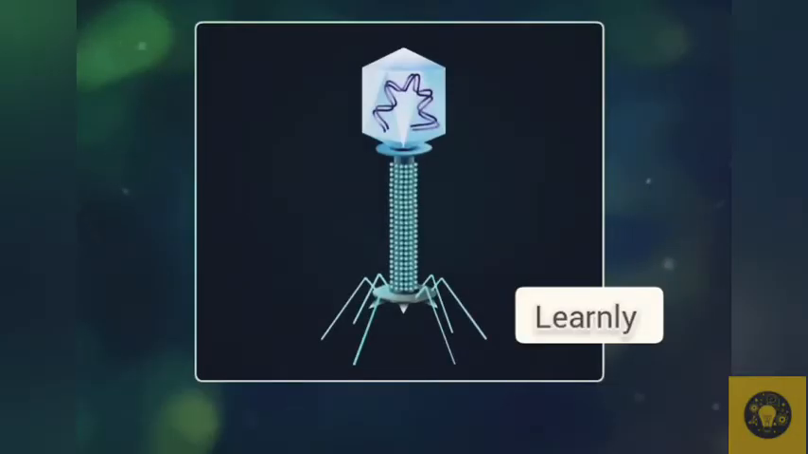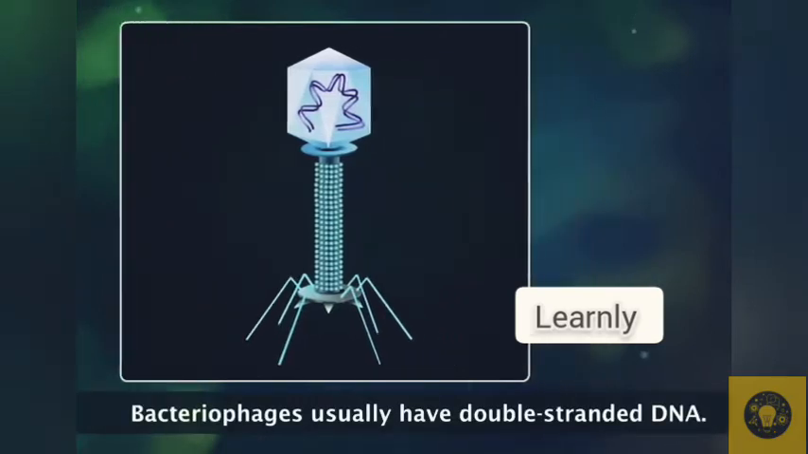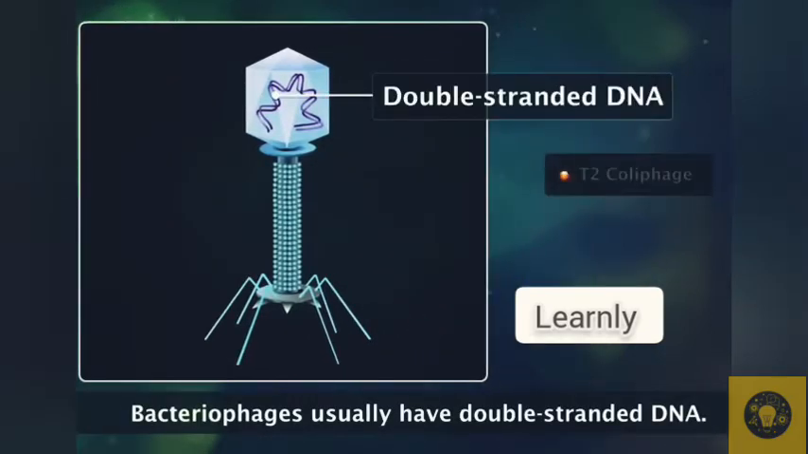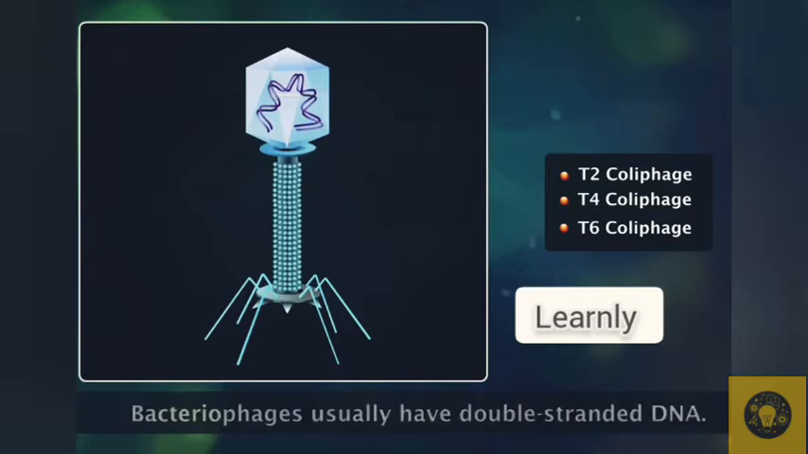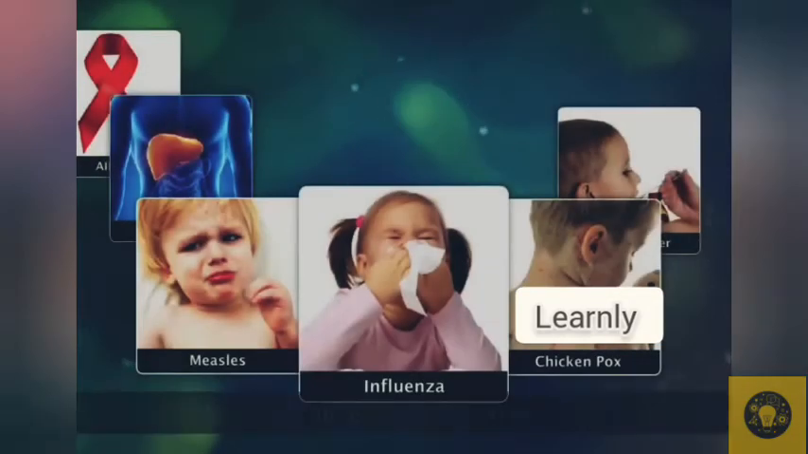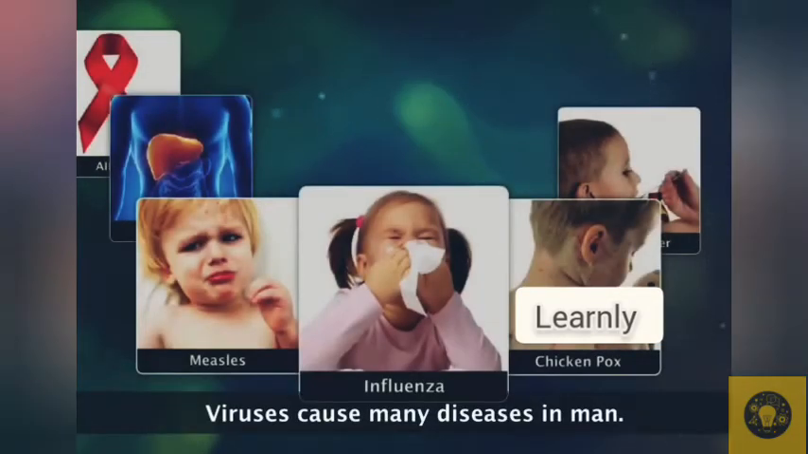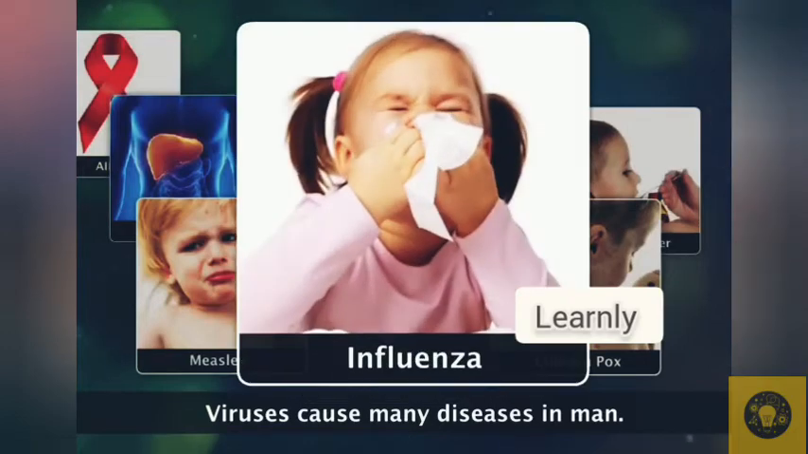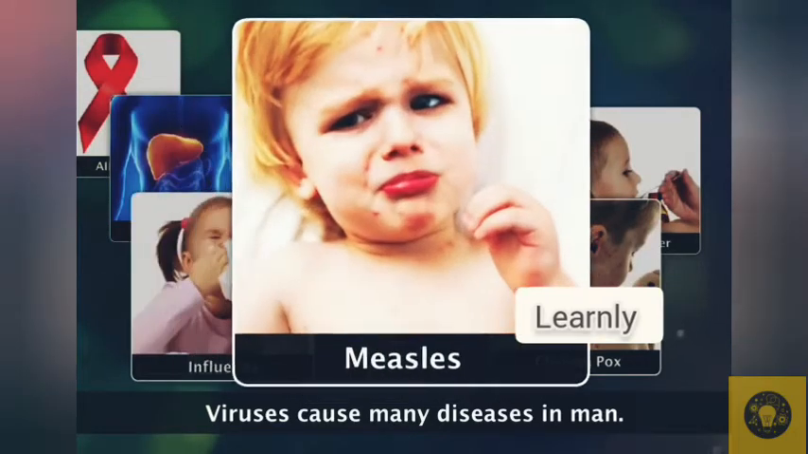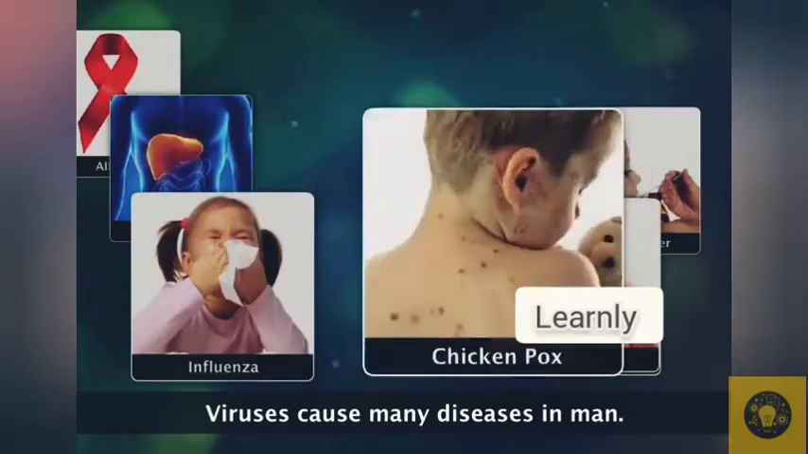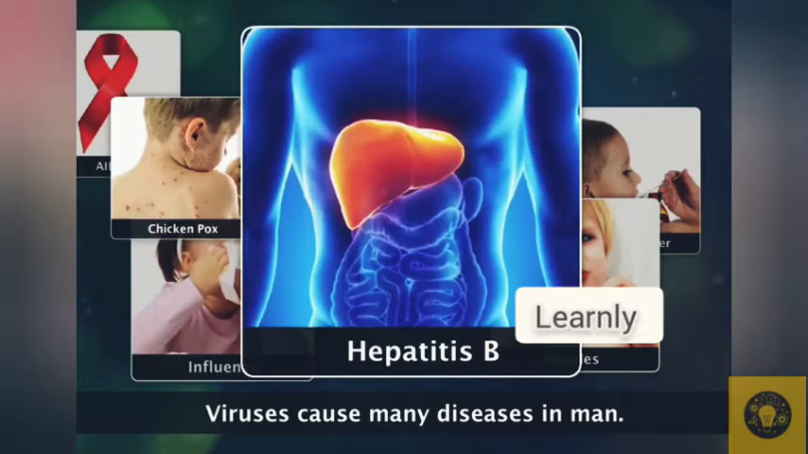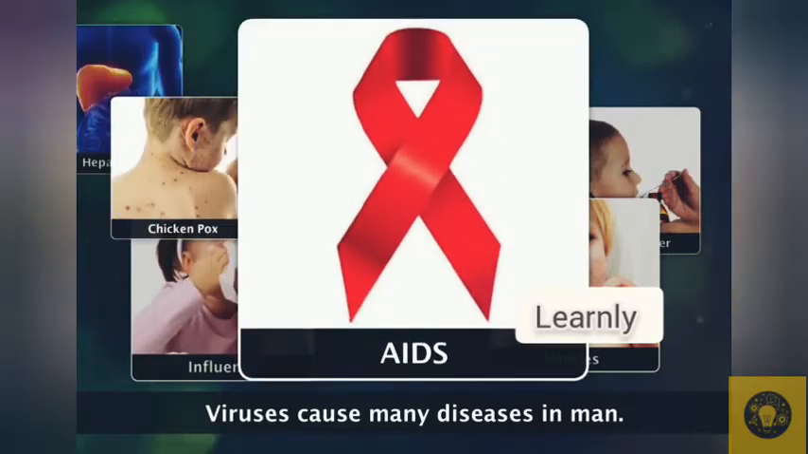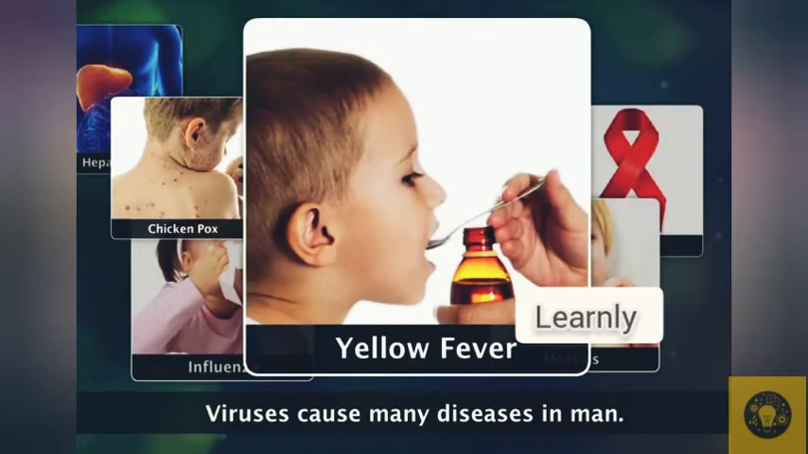Viruses infecting bacteria, known as bacteriophages, usually have double-stranded DNA. T2, T4, and T6 coliphages possess double-stranded DNA. Viruses cause many diseases in man. Some of them are influenza, measles, chickenpox, hepatitis B, AIDS, yellow fever.